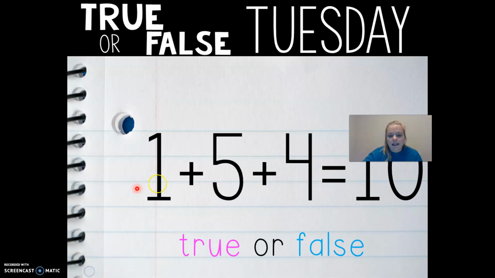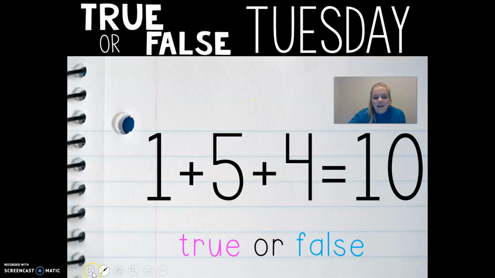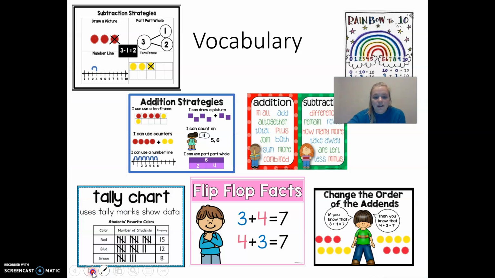All right, let's see. 1 plus 5 plus 4. So this one you're adding 3 numbers. I'm going to give you just a second to figure this one out. Push play when you're ready for me to let you know what the answer is, okay? Yep, 1 plus 5 plus 4 does equal 10, so that is true.